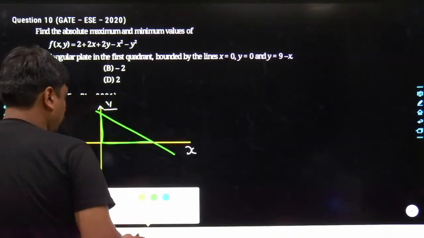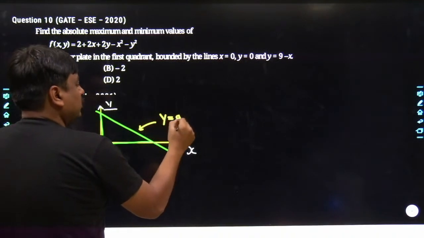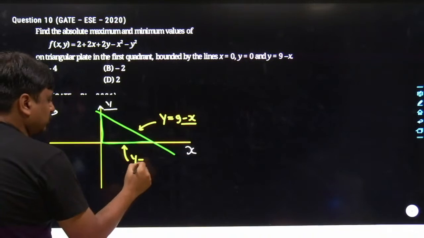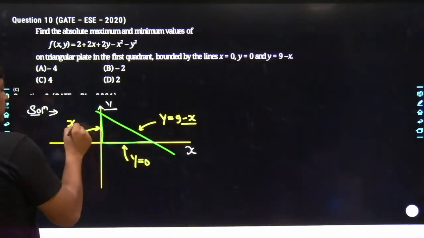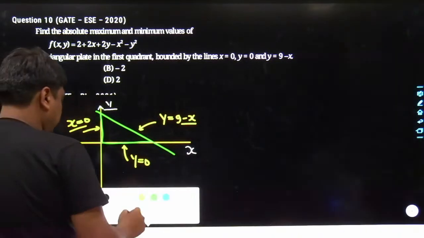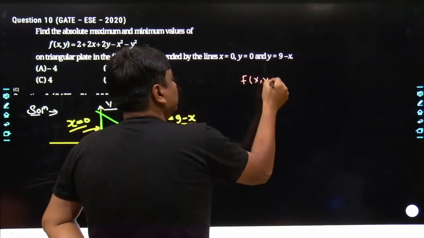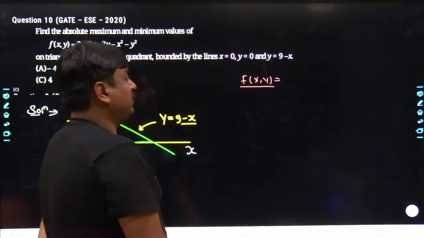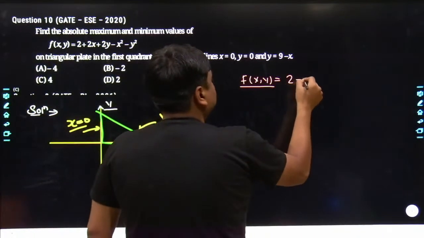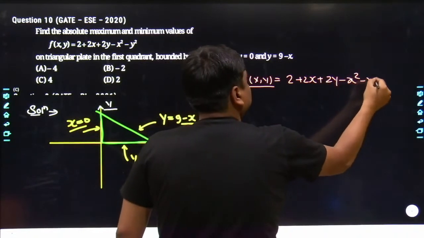More precisely, this curve satisfies y is equal to 9 minus x. This curve satisfies y is equal to 0, and this curve satisfies x is equal to 0. And the function which has been given to you, we had got a function f of x y. What does that mean? That means the function f is a bivariate function. It has got two independent variables: f equals 2x plus 2y minus x square minus y square.